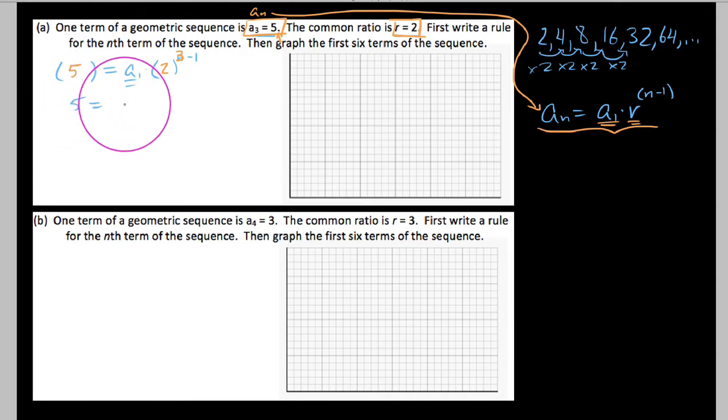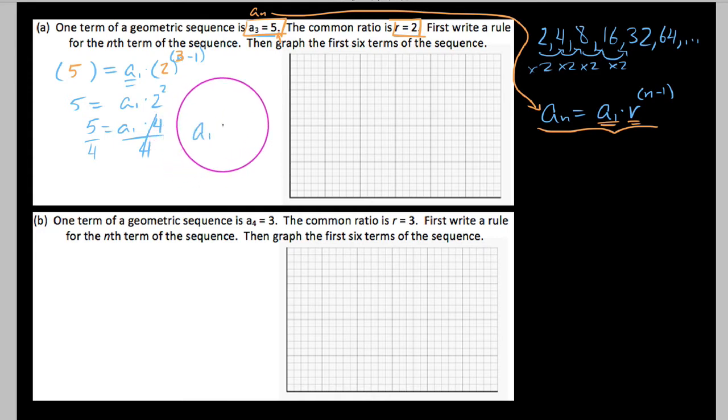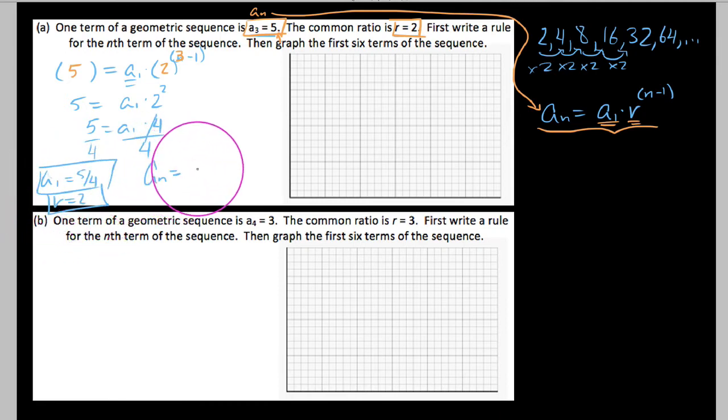So we have 5 equals a1 times 2 to the 3 minus 1 power, in other words, times 2 squared. So we get 5 equals a1 times 4. Dividing both sides by 4, we end up with a1 equals 5/4. So in terms of the rule, a1 equals 5 divided by 4. Now we know a1 and we know r is 2, so we could write a rule for this. We say a sub n is equal to the first term, 5/4, times the common ratio r to the n minus 1.